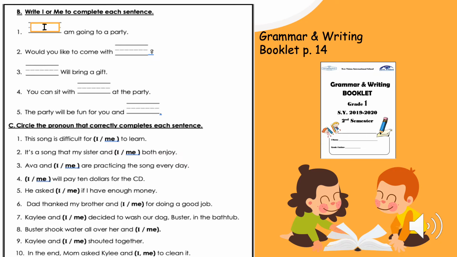Number 2. Would you like to come with blank? Would you like to come with I or me? The answer is me. Would you like to come with me? Number 3. Blank will bring a gift. Is it I will bring a gift or me will bring a gift? The answer is I. I will bring a gift.